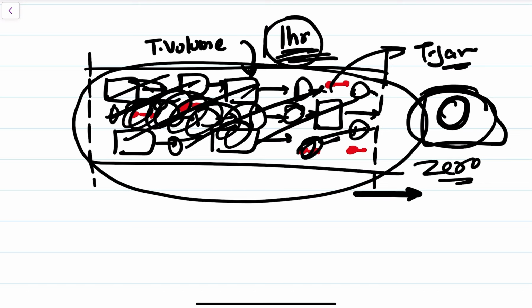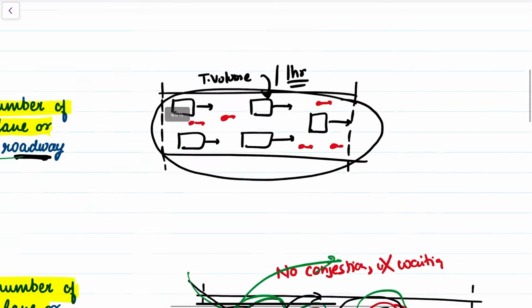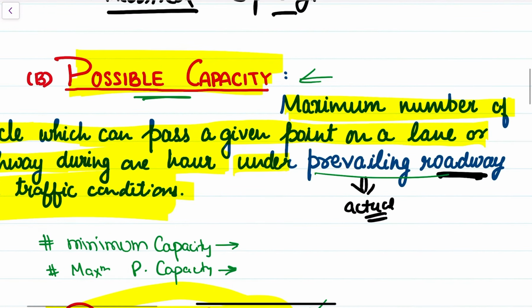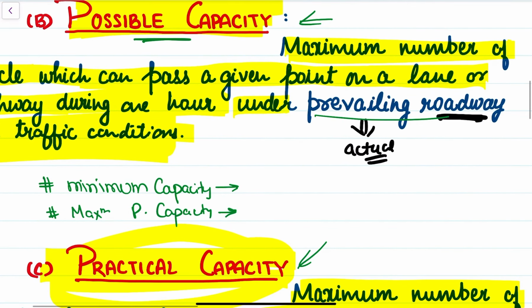So in that scenario, when the traffic volume becomes so high that zero vehicles are crossing the road section, that scenario will be the minimum value of possible capacity. So the minimum capacity can be zero. The minimum capacity will be zero, right?